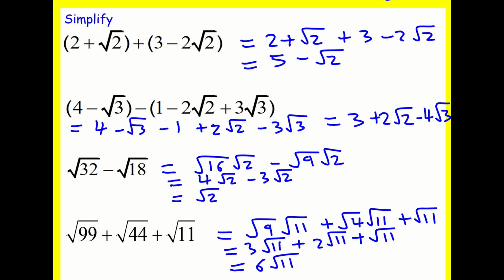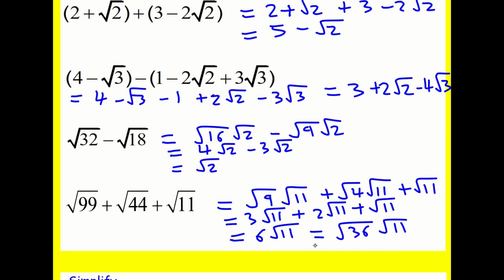Of course, I could, if I wanted to, write it back as a single surd. It's worth talking about this. It would be root 36 times root 11. And that's going to be 36 times 10 is 360. If I then add on 36, I think I'm going to get 396. So we can add surds and leave them as non-simplified surds. Easiest to leave it like that, but be aware you could convert it back inside the root as well.